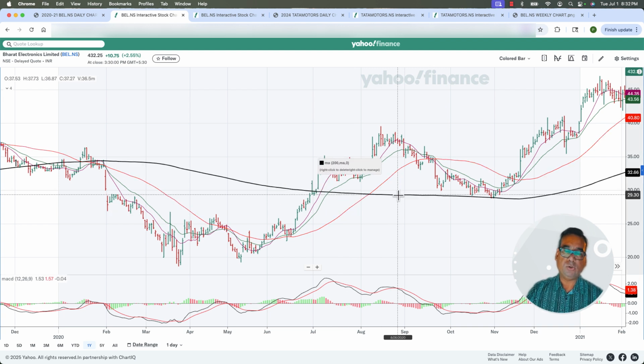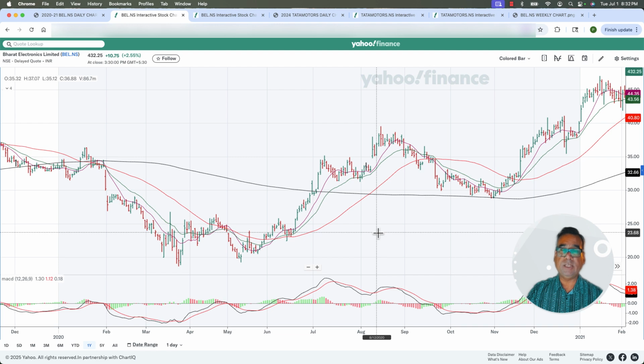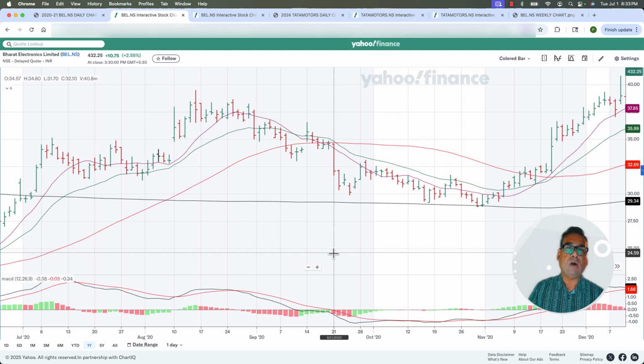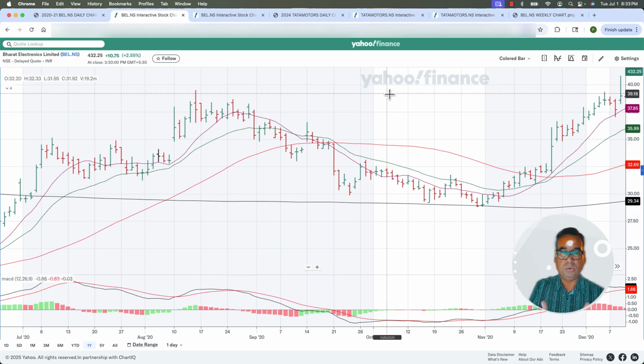So Bharat Electronics regained 200-day moving average, and then it started building a base. So now let's see the magic of MACD. So now I want to draw your attention to this phase of 2020. So from July, when it regained its 200-day moving average, to October and early November. So BEL regained its 200-day moving average and then started consolidating.